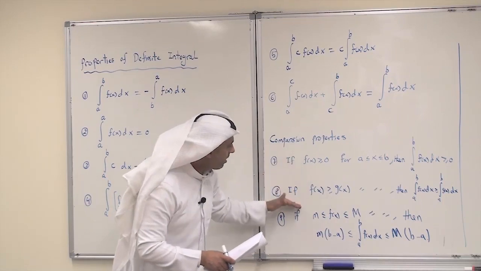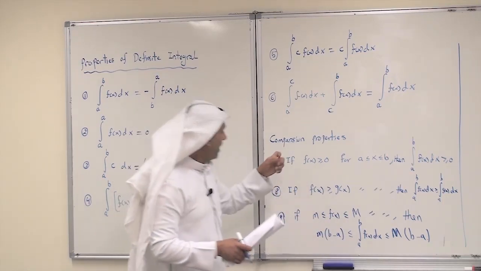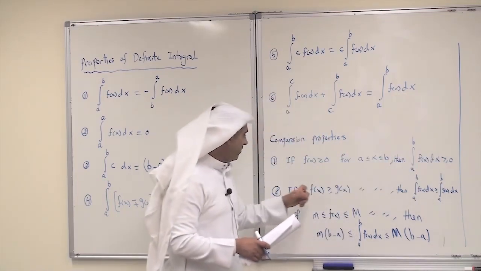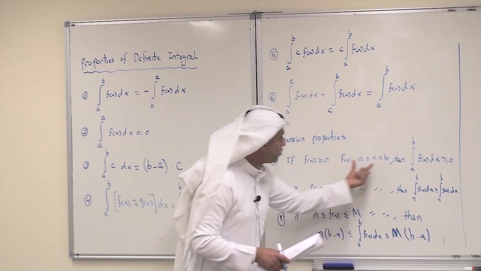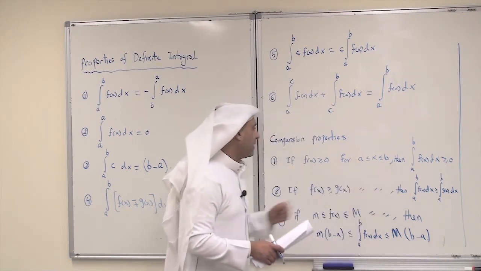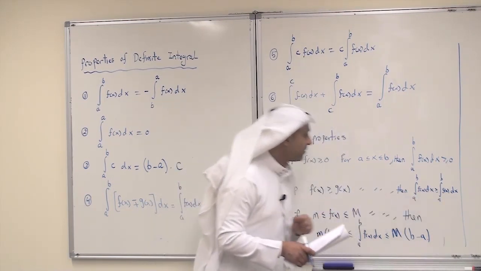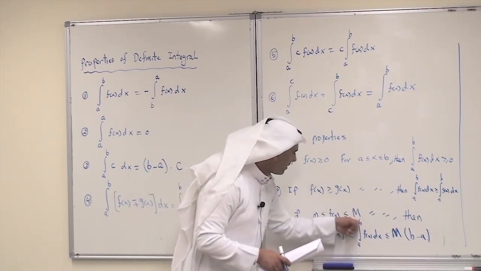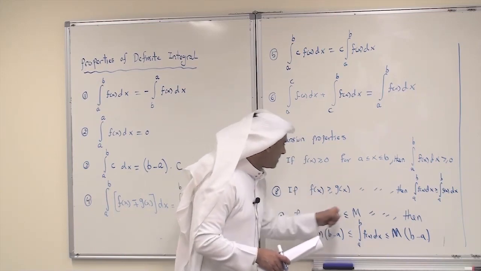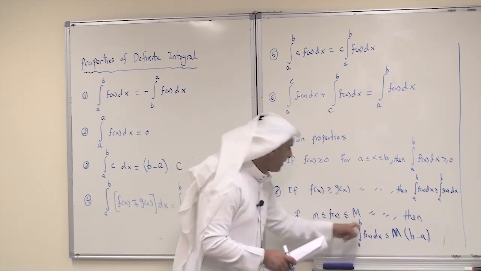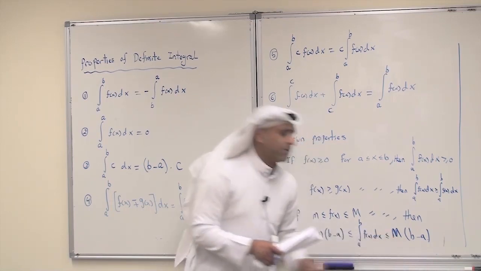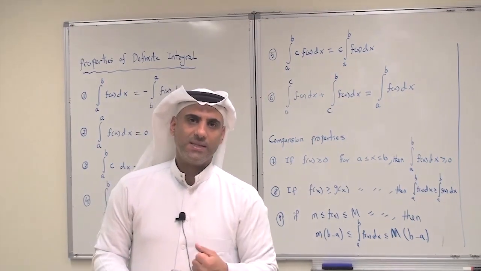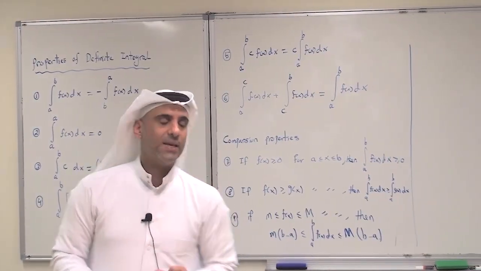Then we have three comparison properties. If f of x is non-negative, then the integral is also non-negative. If f of x is greater than or equal to g of x over the interval ab, of course, then the integral of f is also greater than or equal to the integral of g. And finally, if you have a function bounded between m and capital M, where this is the minimum and this is the maximum of the function, then the integral will be bounded between these two numbers. I will say some words about the proof of these statements, but then I will give some exercises. Not the whole thing, but at least some of them.